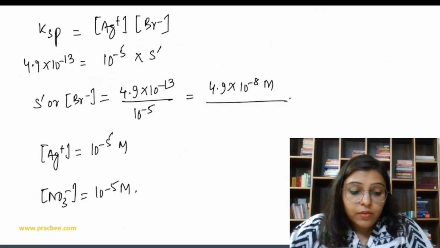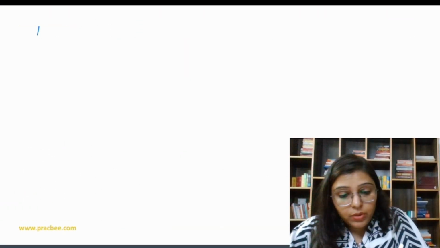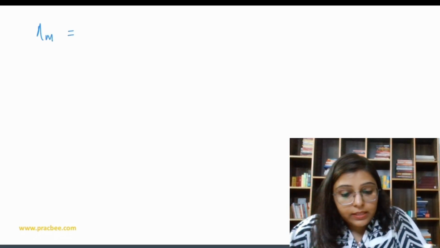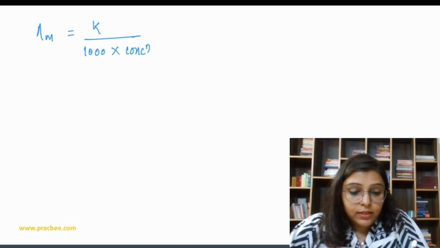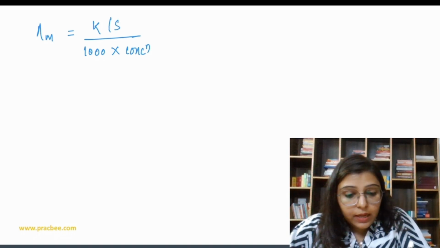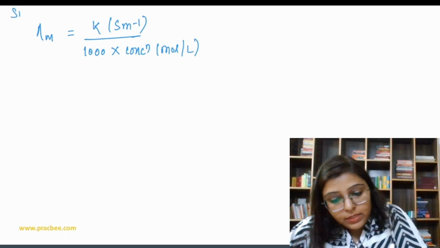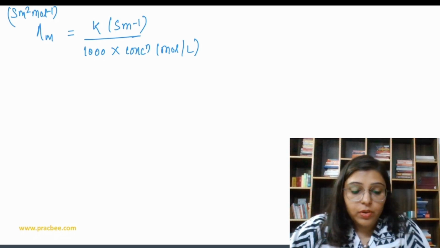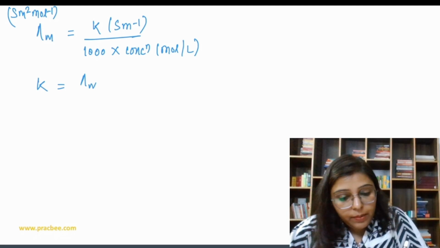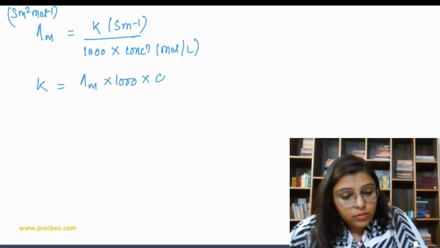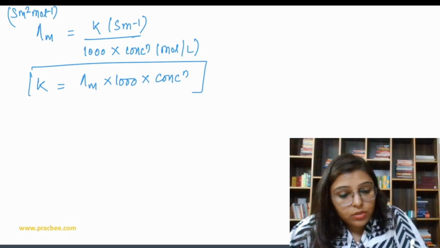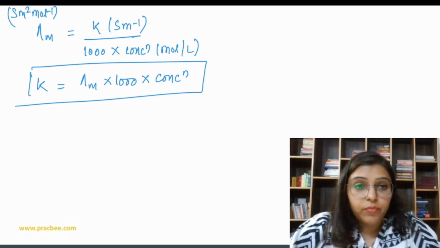So which formula are we going to use? We have the formula lambda m is equal to kappa upon 1000 into concentration. If we want to find this kappa in Siemens per meter, concentration is in mole per liter, and lambda m in Siemens meter square mole inverse, right? Then we have to use this formula. So for kappa we can say lambda m into 1000 into concentration. So let's use this formula in order to find out conductivity of various ions.